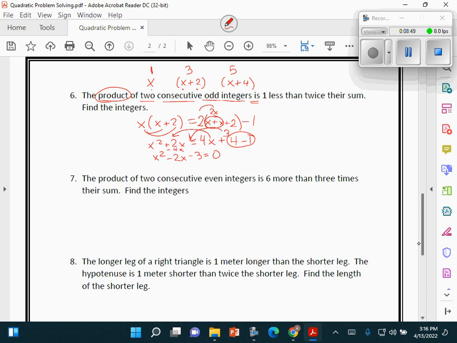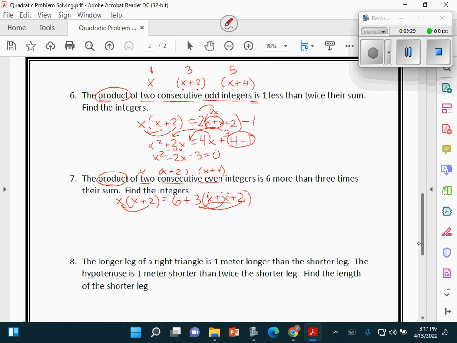On number 7, the product, we're going to multiply two consecutive even integers. Again, we count x, x plus 2, x plus 4. So if we multiply the first two consecutive integers, that would be x times x plus 2. That equals, again, 6 more than 3 times their sum. So 3 times the sum of the first and second even integers. It looks a little bit like the last one. So you're going to do the distributive property.